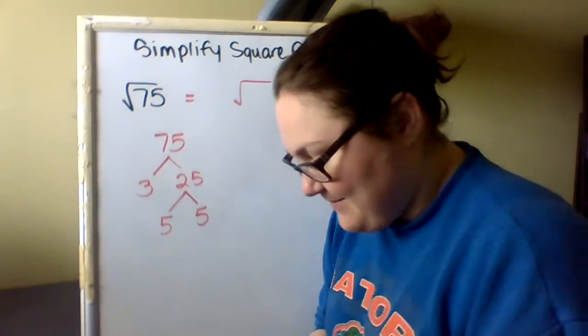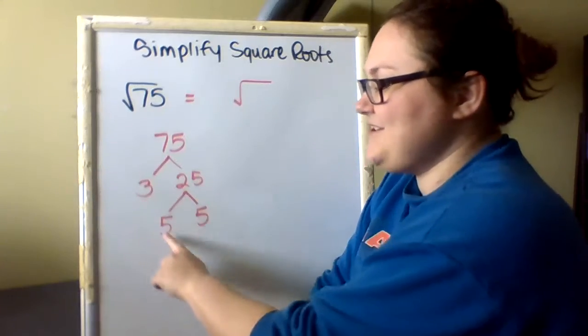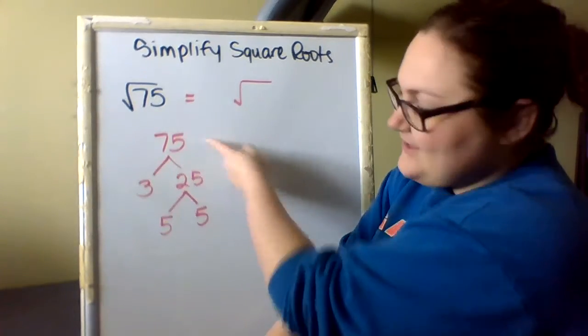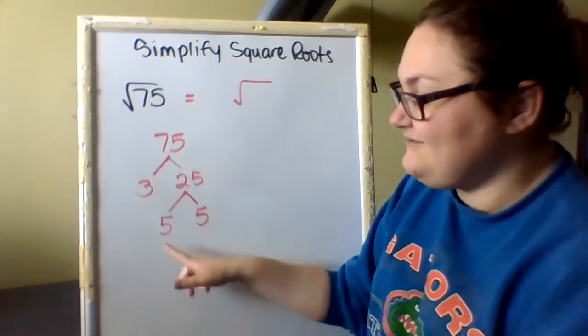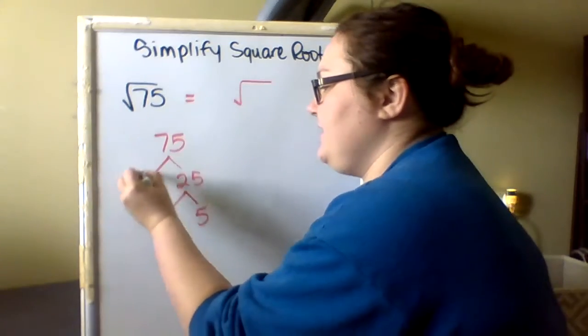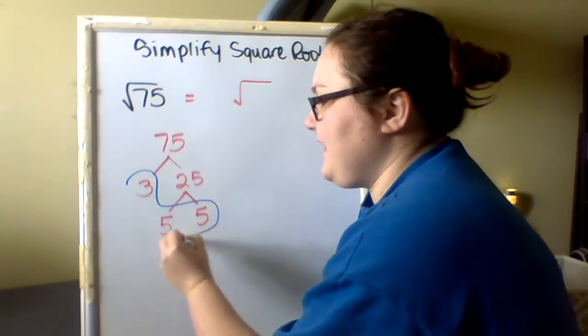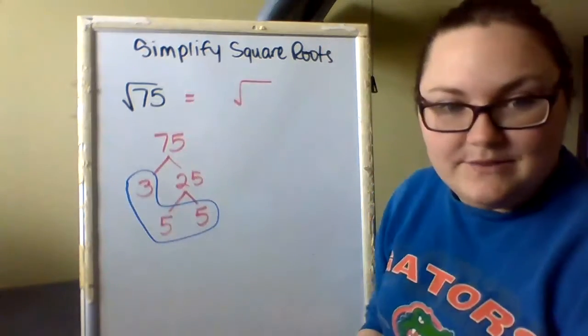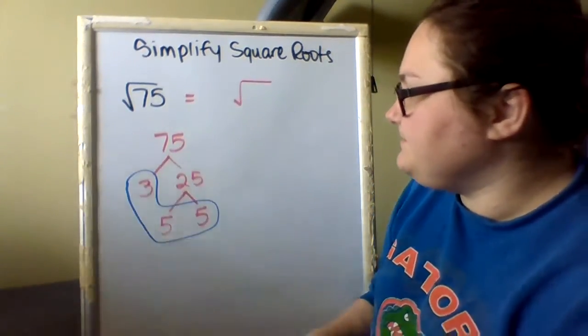Fun fact about the prime numbers: if you were to multiply these all back together, it's going to give you what you started with. So if I do 3 times 5, that's 15. 15 times 5 gives you 75. So in order to simplify our square root, we need to know all those prime numbers.